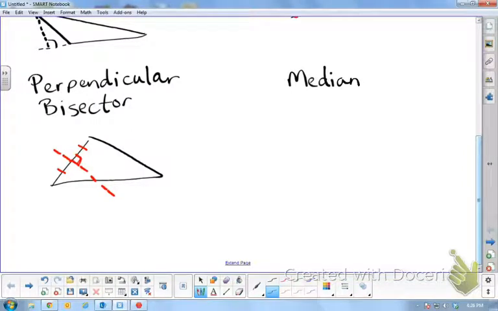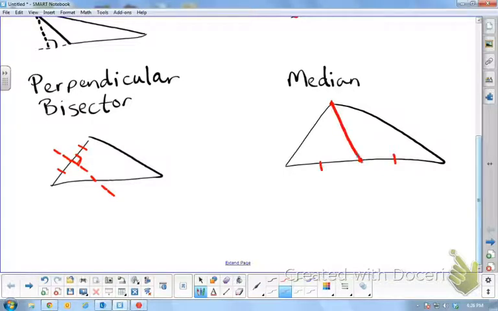And then we also learned about a median. The median starts from a vertex, and it cuts the side across from it in half. So again, we have to eyeball it and find halfway on our line. If we were using a ruler, we could measure it and make sure we were closer to halfway. Or if we had a compass, we could find exactly halfway.